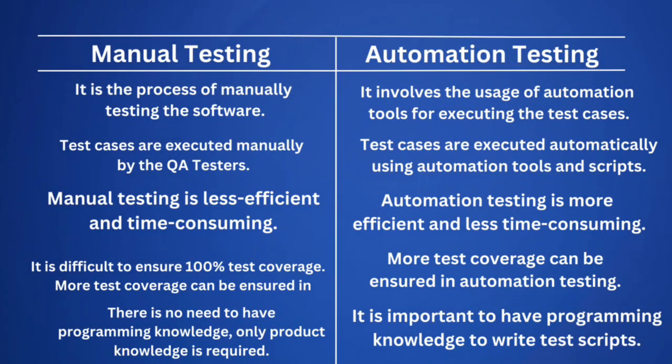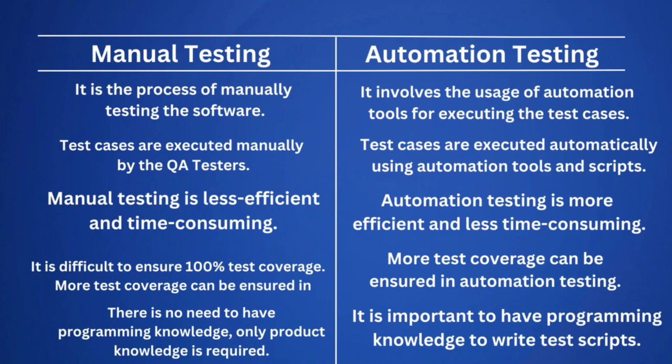Now we will discuss the differences between manual testing and automation testing. Definition of manual testing. It is the process of manually testing the software, whereas automation testing is defined as involving the usage of automation tools for executing the test cases. In manual testing, test cases are executed manually by the QA testers, whereas in automation testing, test cases are executed automatically using automation tools and scripts.